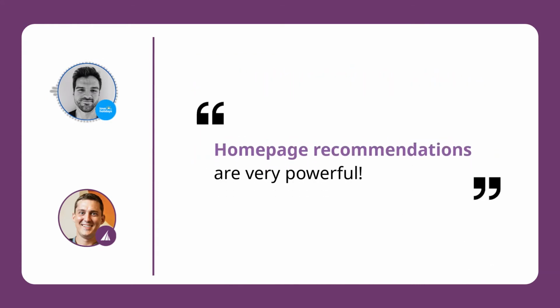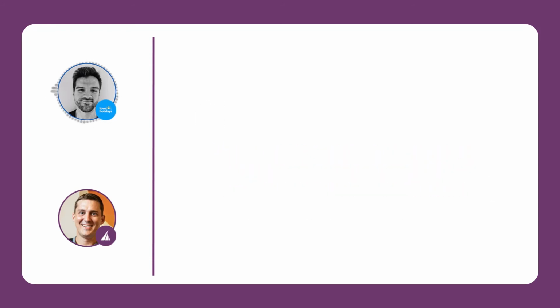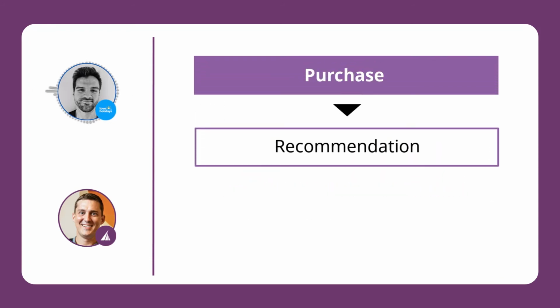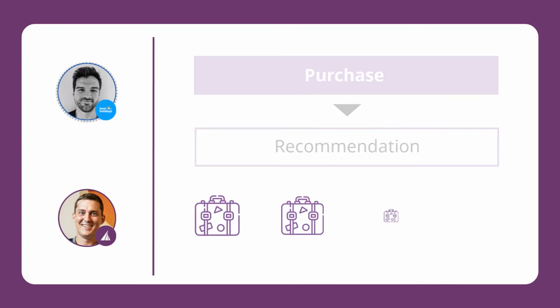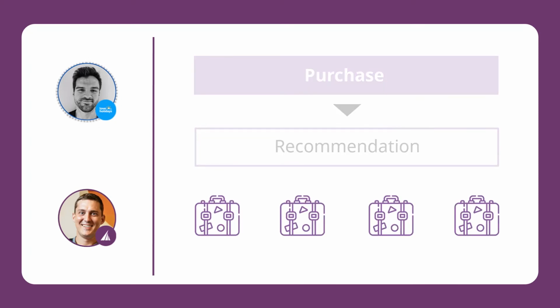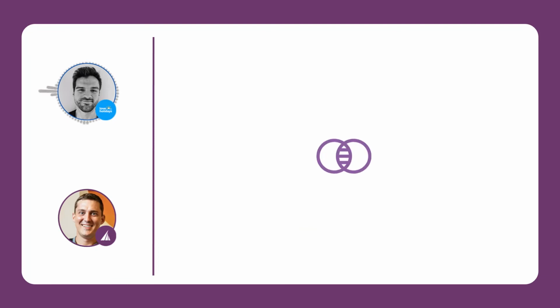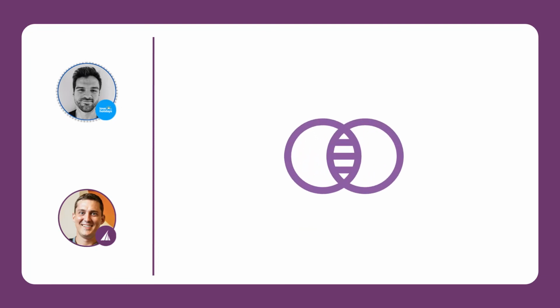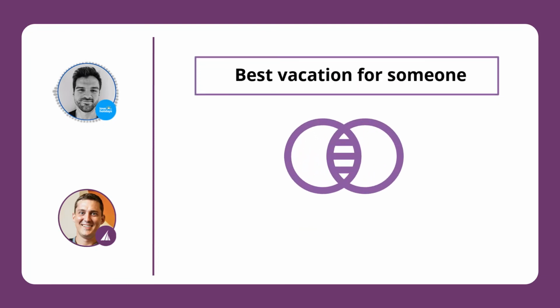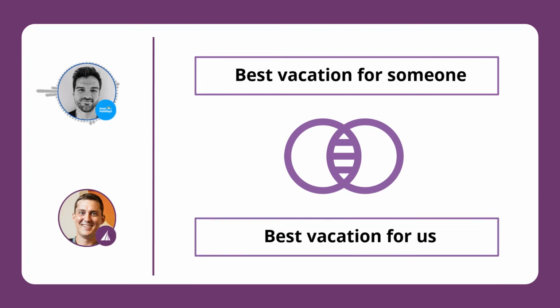I find that homepage recommendations are very powerful. Amazon is the king of that, right? For holidays it's an interesting one, because unlike a recommendation after a purchase, you don't really buy a holiday after a holiday, or vacation after a vacation. So we want to find hopefully the intersect of the best vacation for someone, but also the best vacation for us, be it from a margin perspective or otherwise. And I think that's where it gets very interesting.